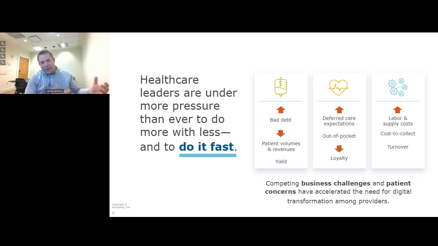Now you can have a 20-year relationship with a revenue cycle leader, and it's so busy in terms of the demands on each and every one of you on a daily basis, whether that is bad debt, patient revenues and yields being down, deferred care expectations and out-of-pocket expenses that your patients are now dealing with, and loyalty from a patient experience being down. These are things you are now having to focus on, in addition to the normal day job that you had prior.